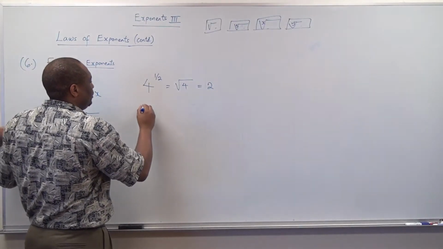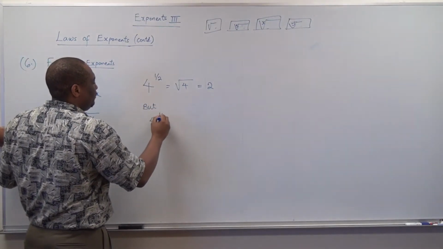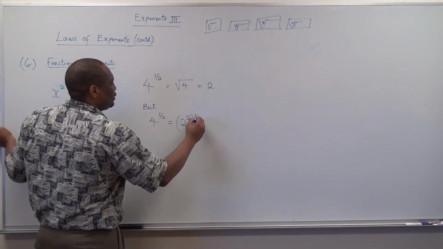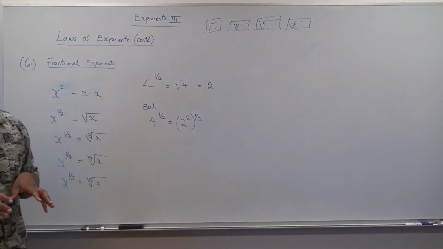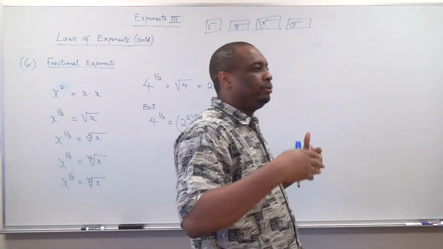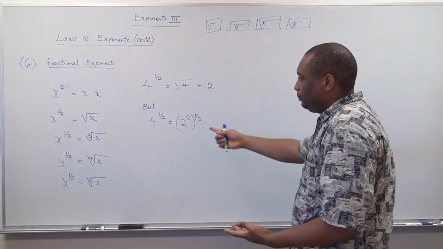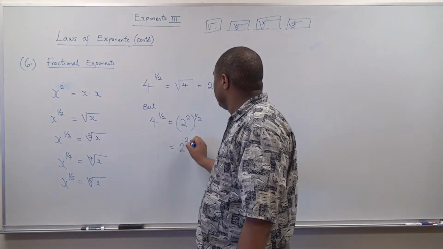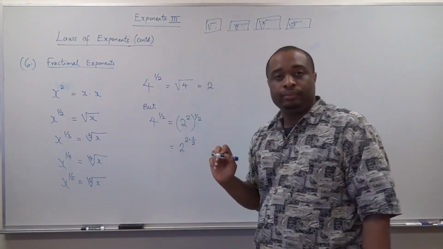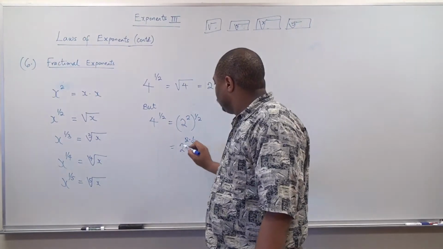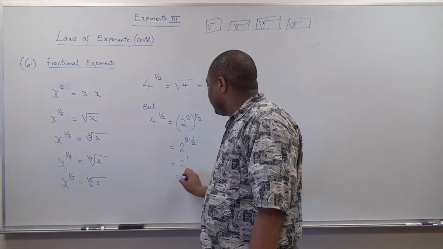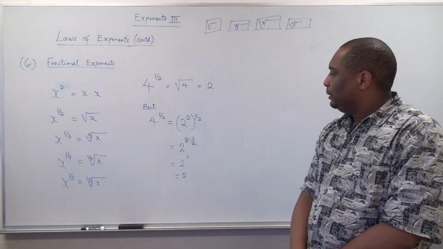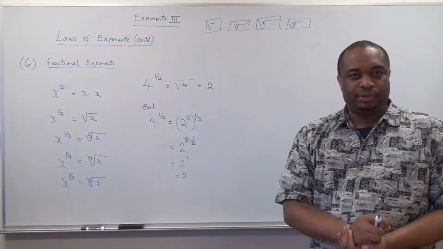Now, you also know that 4 raised to power 1 over 2 means 2 raised to power 2, then raised to power 1 over 2. And from the power rule, we see that this is 2 raised to power 2 times 1 over 2. Of course, 2 will cross out 2, and you have 2 raised to power 1, which is 2. So this 2 is the square root of 4.